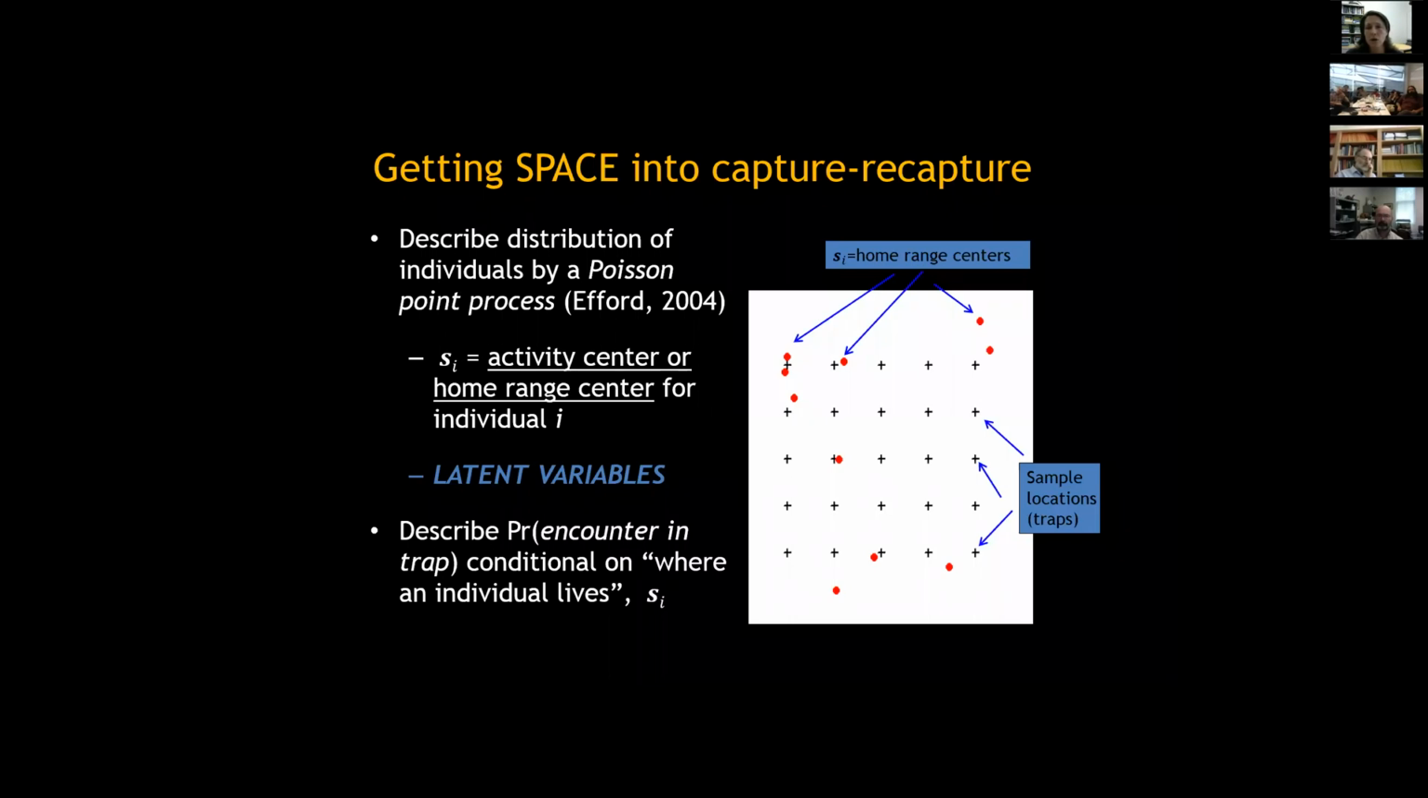But we don't really know where these home ranges or activity centers are in practice, so we treat these as latent variables in the model. By doing this, it's natural to link the individual locations of capture in these different traps using the standard capture-recapture encounter model, with distance from the trap as a covariate. That is, the distance between the trap and this individual activity center, which is this latent variable. So in this picture, you have a series of detectors or traps indicated by these pluses, and these red dots indicate the home range centers.